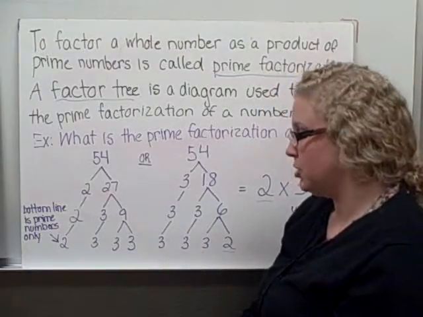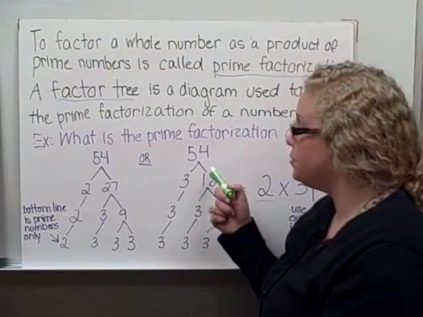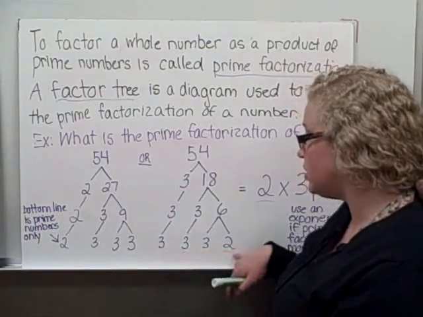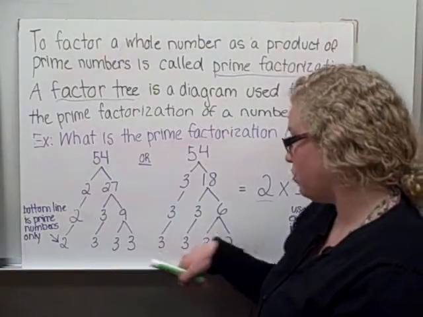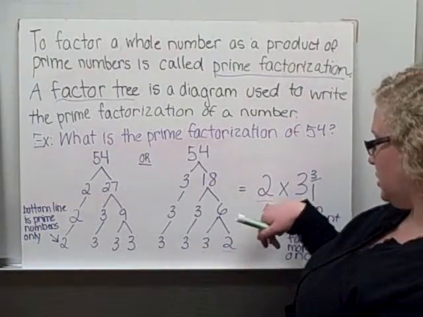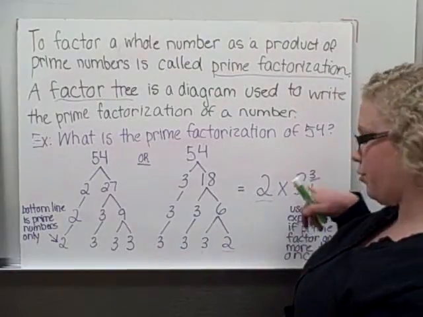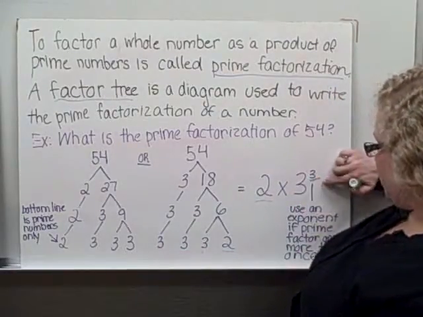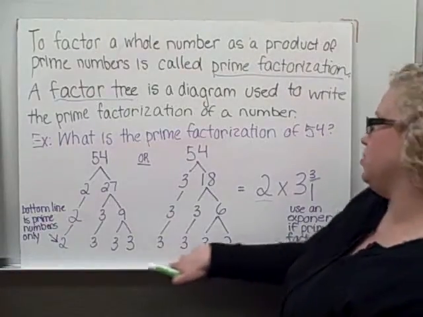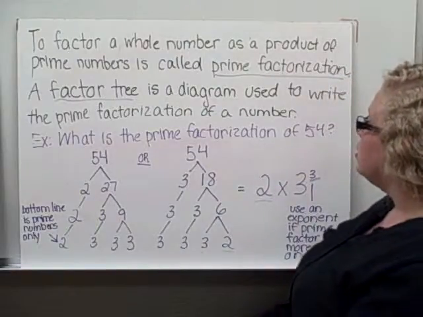I also wanted to show you another example for 54, starting with different numbers, but showing that you end with the same. 1, 2, and 3 threes. And 1, 2 is written as base 2, and 3 threes is written as 3 cubed, where this exponent is used if the prime factor appears more than once. So since it appeared multiple times, we can give it an exponent.